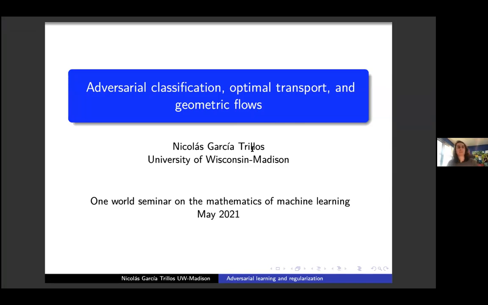So today I'm going to talk about a connection between three topics. The first one is related to machine learning, to learning in general. That's the machine learning part of my talk. And then optimal transport and geometric flows is the mathematics side of things. The three of them are going to connect in a nice way. I hope I can convey how you can see adversarial learning, adversarial classification in particular, more as a dynamic and geometric problem rather than some probabilistic or statistical model. That's the broad perspective that I will present today.